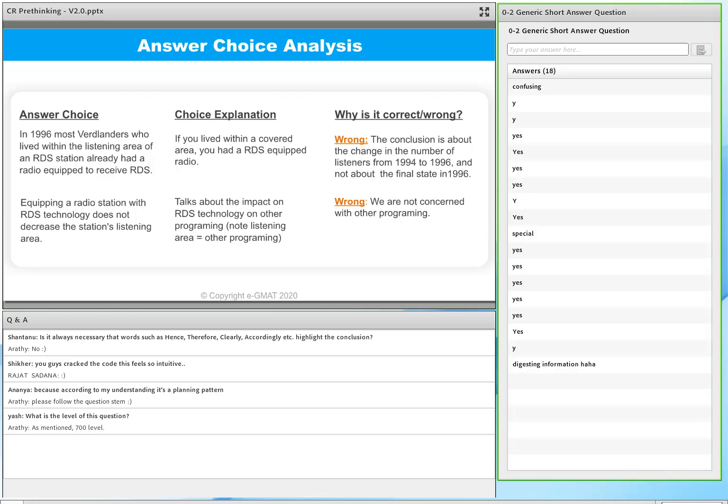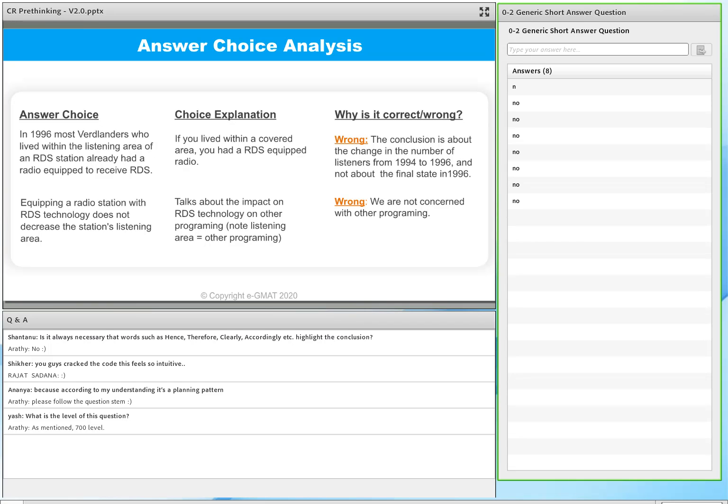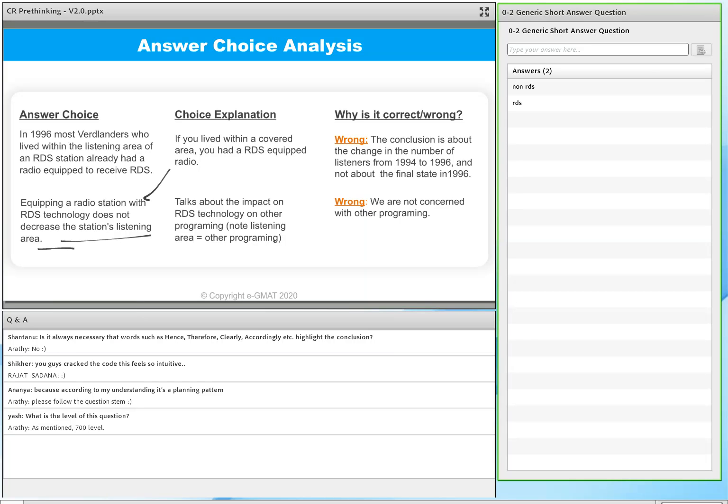Now, if a radio station does not have RDS technology, can it transmit special programming or RDS programming? Can it transmit? No. So then what is the range of RDS programming for that radio station if it doesn't have RDS technology? 0. Right? 0, because it can't even transmit it. So when this choice says equipping a radio station with RDS technology does not decrease the station's listening area, which kind of programming by definition is it talking about? RDS or non-RDS? Whose range can be decreased? Non-RDS programming, other programming, right?